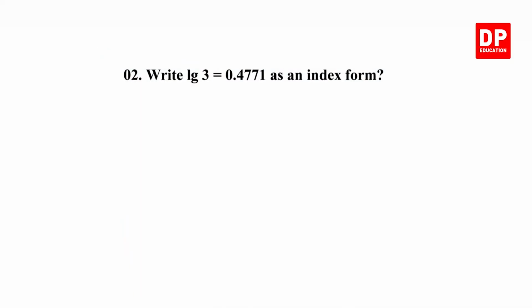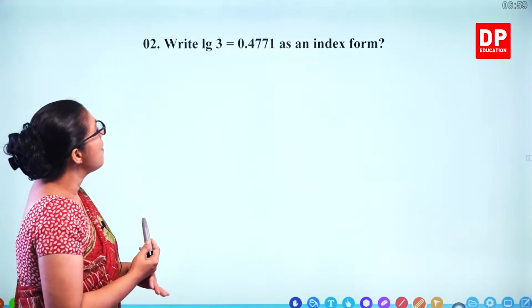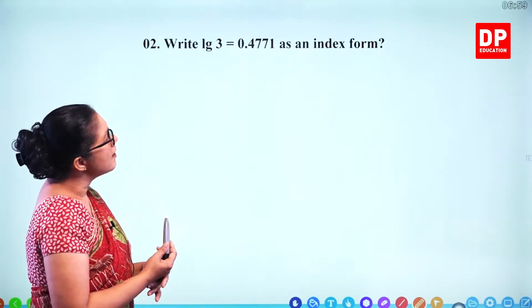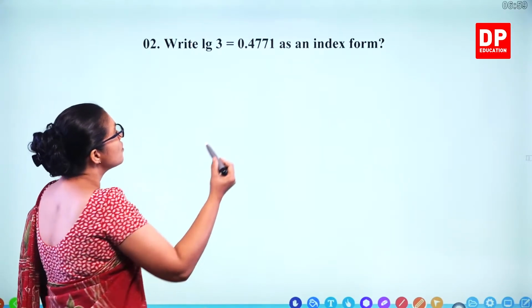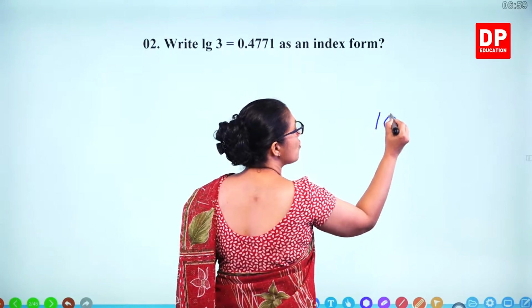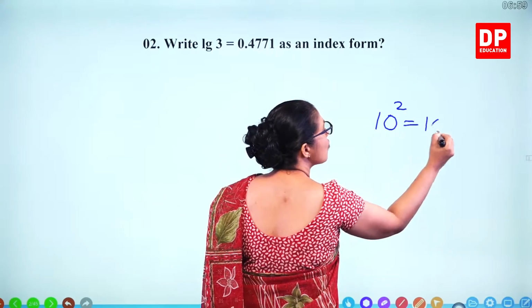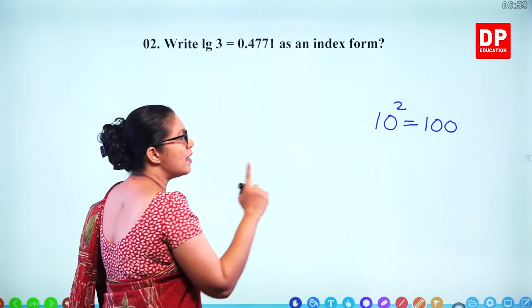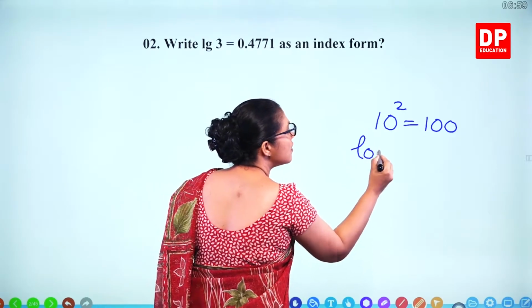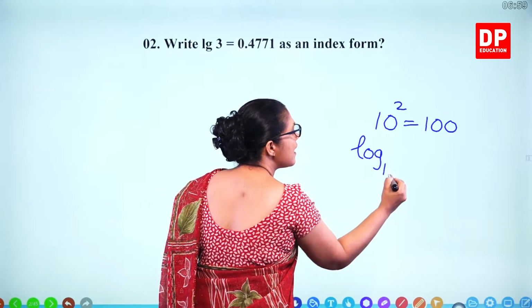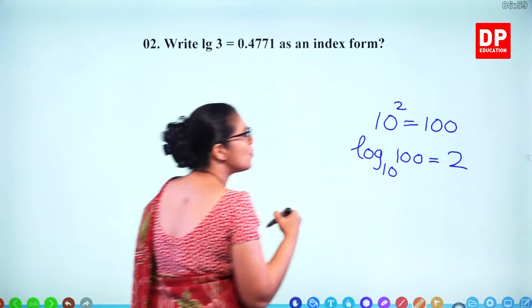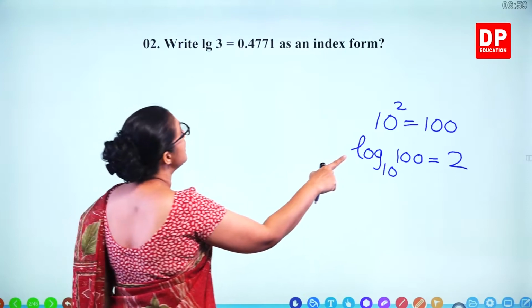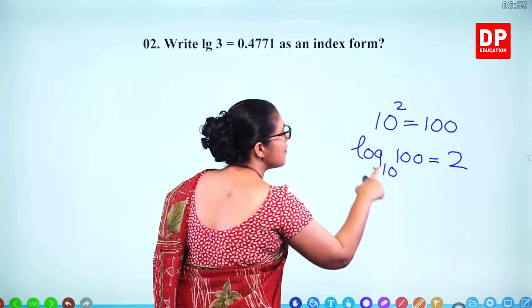Question number 2. Write lg 3.4771 as an index form. So can you remember 10 squared is 100. That's called index form. How do you convert to log notation? The base goes here and the number is here and the index becomes 2. So similarly, this is given like this.